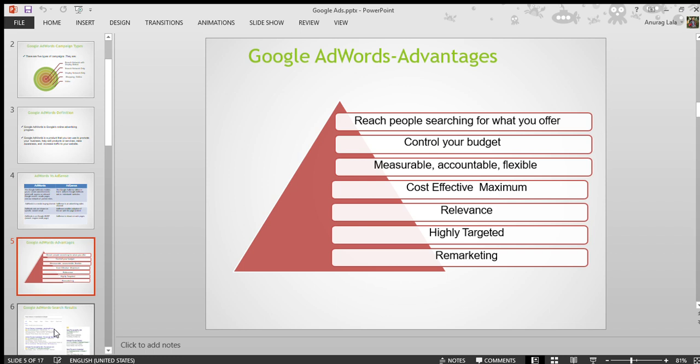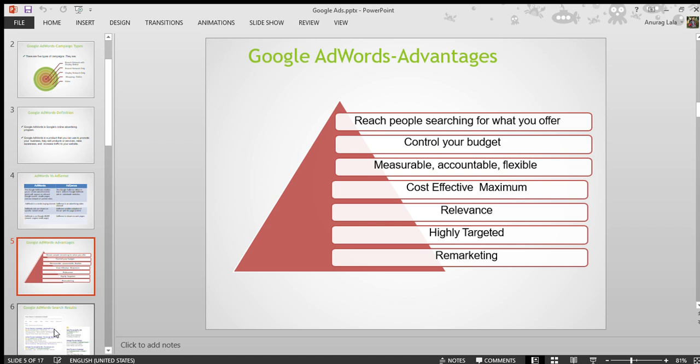That is what people are looking for, and you are offering only that very thing. That's also known as demographics in Facebook advertisement as well. Now, it lets you control your budget. You can select your budget as per your pocket. Then it's measurable, it is accountable, it is flexible.